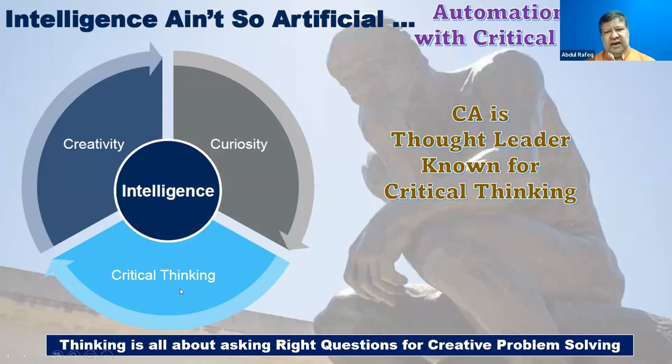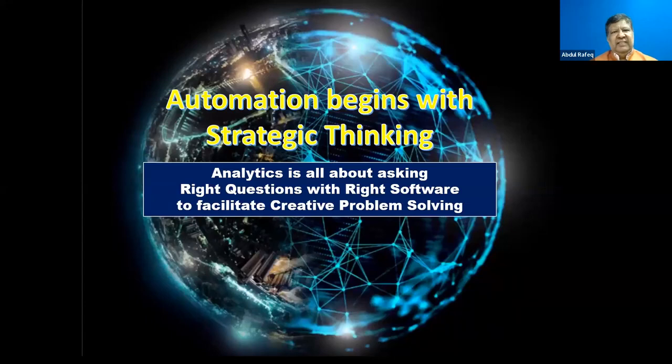CAs as thought leaders are known for critical thinking, and this is where we learn how to use analytics. And especially CAs are supposed to be creative problem solvers. We should learn how we can use technology to solve the problems of our clients. And that's where the value addition comes in. They say automation begins with strategic thinking, which means we should be able to strategically think, what does the client require? And this requires that we ask the right questions with the right software to facilitate creative problem solving.